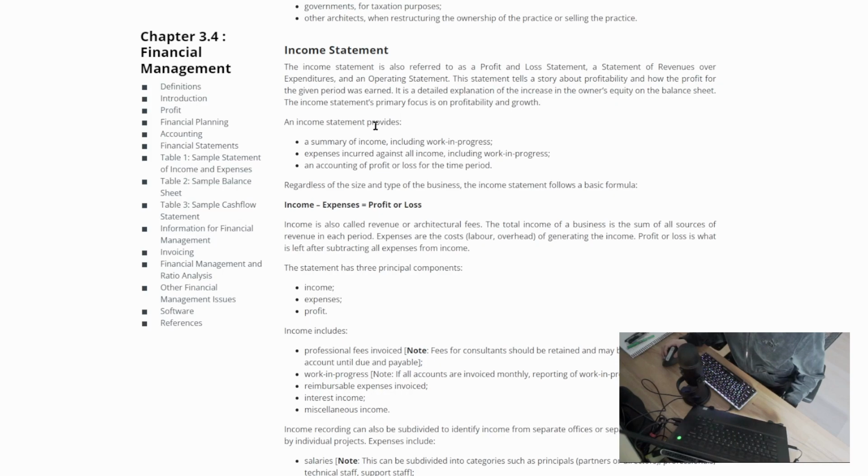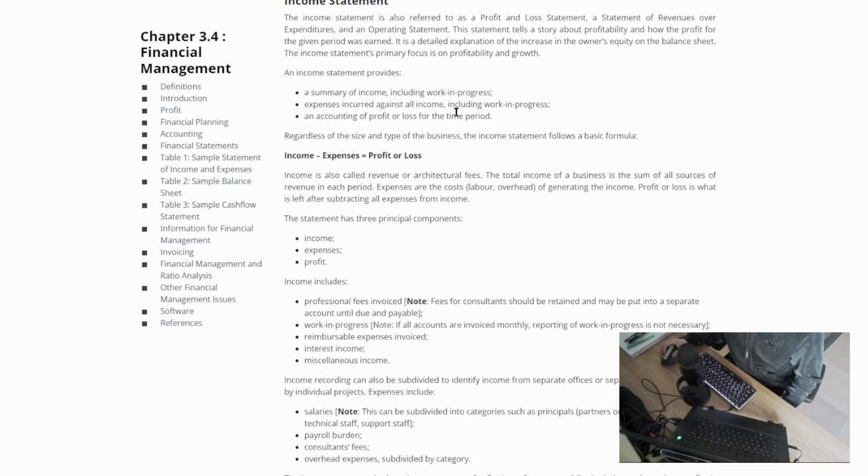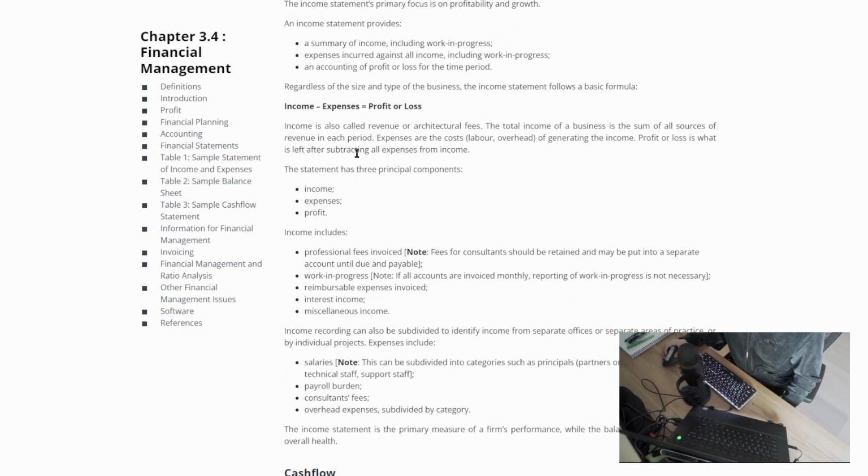An income statement provides a summary of income, including work in progress, expenses incurred against all income, including work in progress, an accounting of profit or loss for the time period. Regardless of the size and type of the business, the income statement follows a basic formula. Income minus expenses equals a profit or loss.